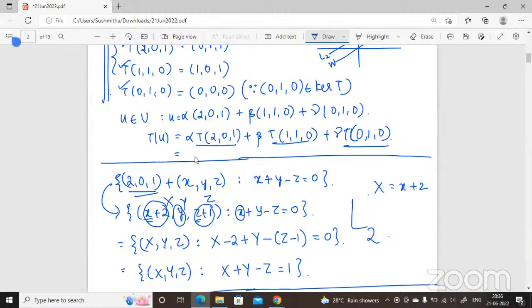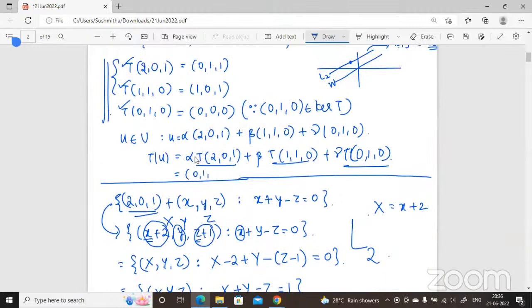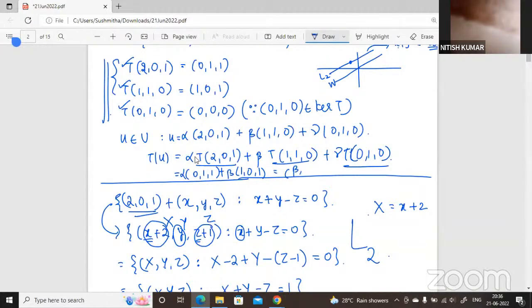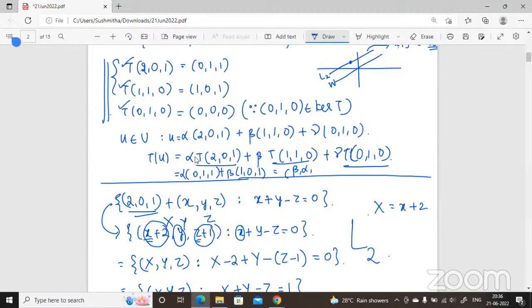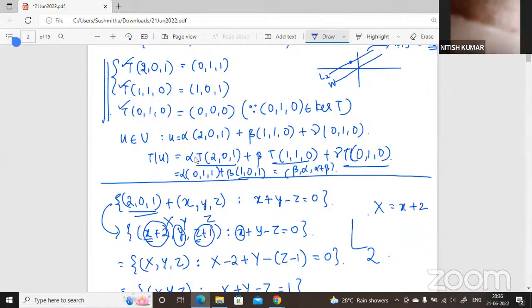So T of u is going to be alpha times T of 201, that is 011, plus beta times T of 110, that is 101, plus gamma times T of 010. So it's going to be alpha plus beta. Can you directly tell this is y comma x plus y? No, you cannot tell.